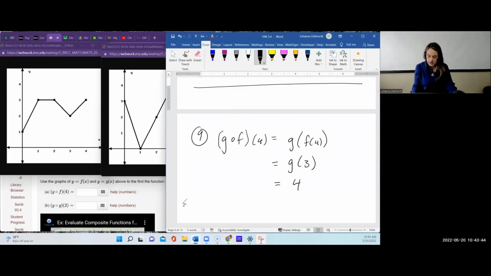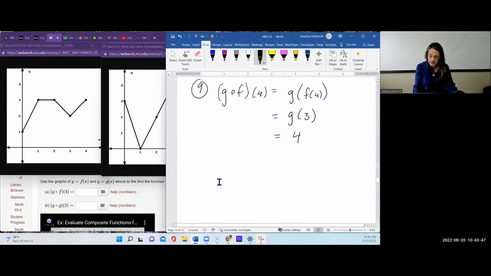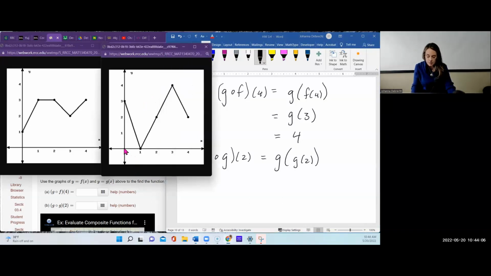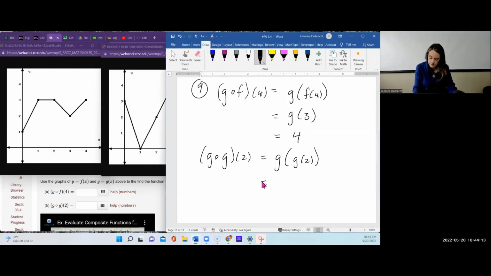That's kind of confusing. It's using the same function twice. But what it means is to use g both times. This means we have g on the outside and g on the inside. First, we're going to use g of 2. Go to the graph called g, which is here. Come across to where x is 2 and find the y value, which is also 2. This means g of 2 is 2.